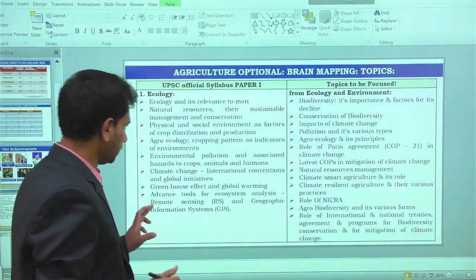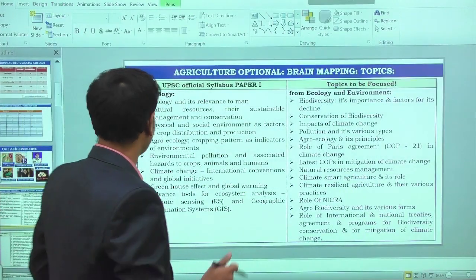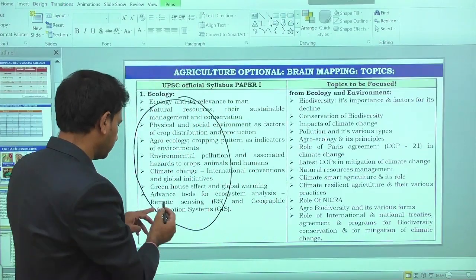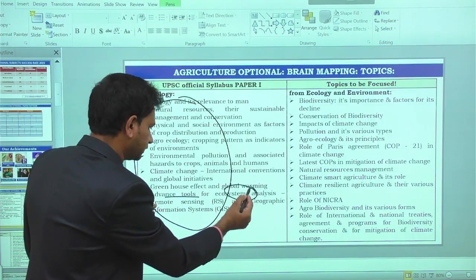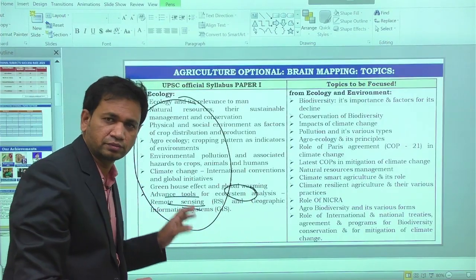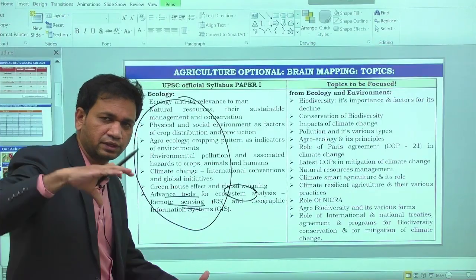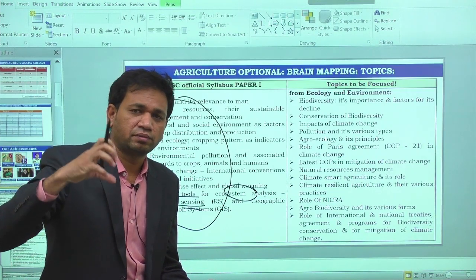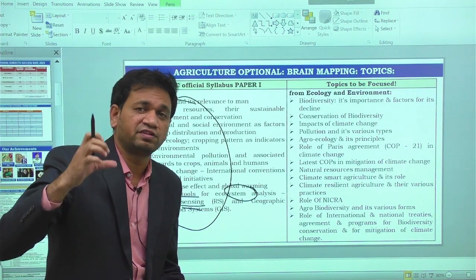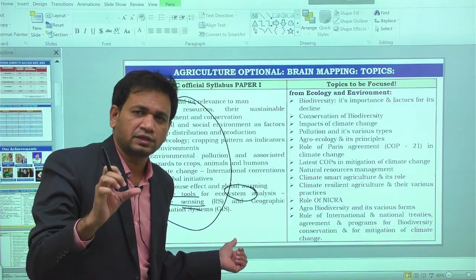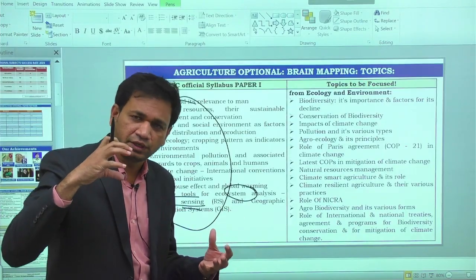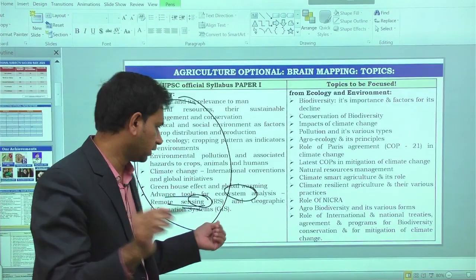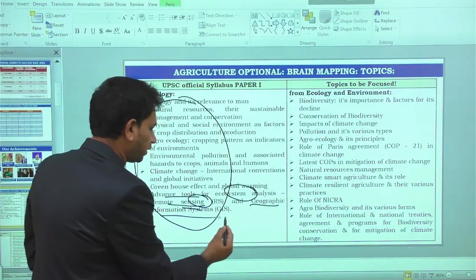So these are some of the syllabus topics we have in ecology, the basic syllabus from the UPSC. For example, advanced tools for ecosystem analysis. There we have the role of remote sensing in ecosystem analysis. Remote sensing means acquiring information about an object without any physical contact. According to such information, we have applications in agriculture. Another is the role of the geographic information system.